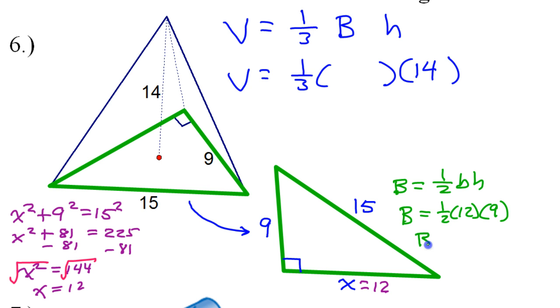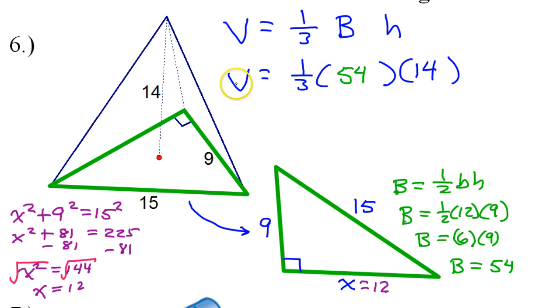I'll just show the step. I don't need the 1/2 anymore, so I'm doing 1/2 of 12. 1/2 of 12 is 6, and then 6 times 9 is 54. So that is the area of this triangle. That is the area of the base of this pyramid, 54 units.